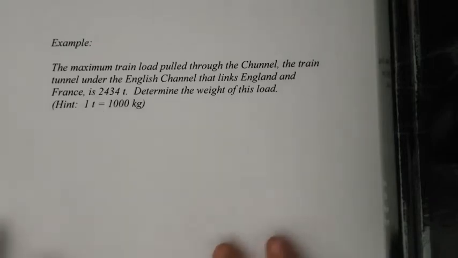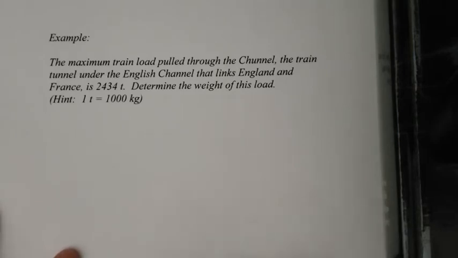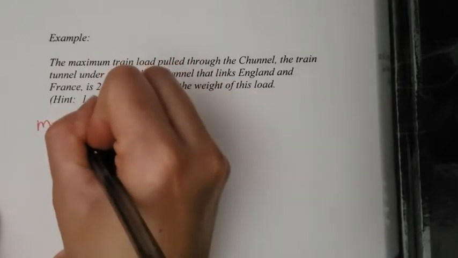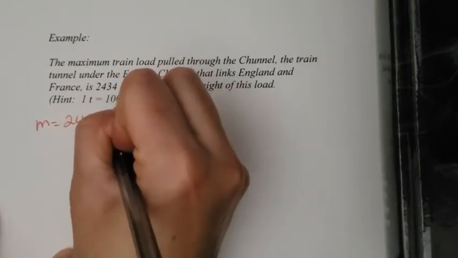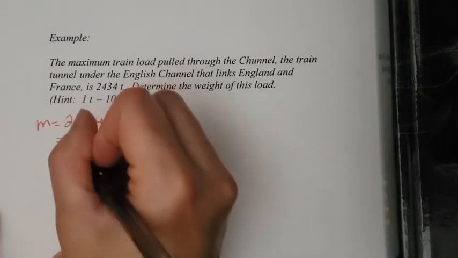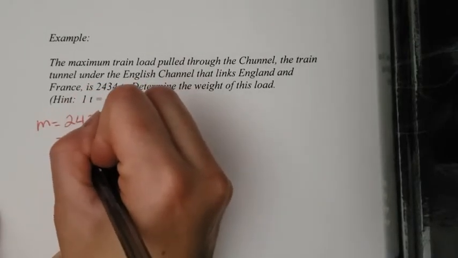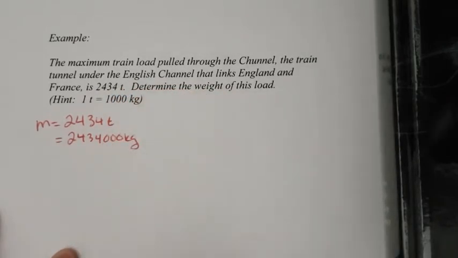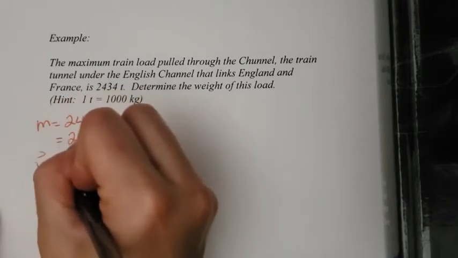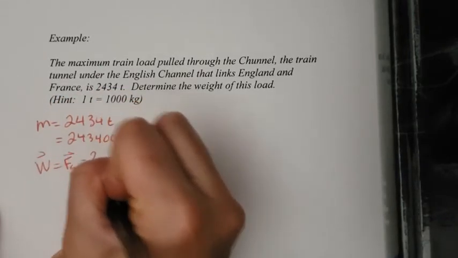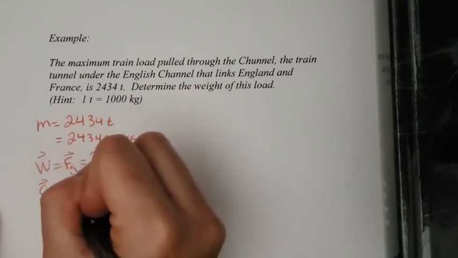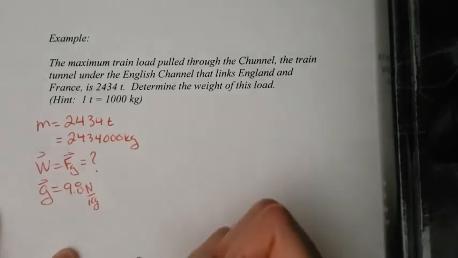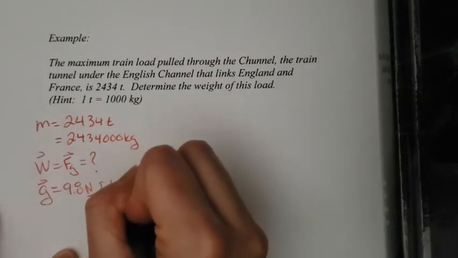So first thing we do when we solve any problem is we write down the given information. So I know the mass is equal to 2,434 tons, which would be equal to, when I multiply that by 1,000, 2,434, and I'm going to add 3 zeros to it, kilograms. I'm looking for the weight. Well, weight is the same thing as saying the force of gravity. And I'm on the planet Earth, so I know little g is 9.8 newtons per kilogram. If you want to keep writing meters per second squared, that's fine, in the down direction.